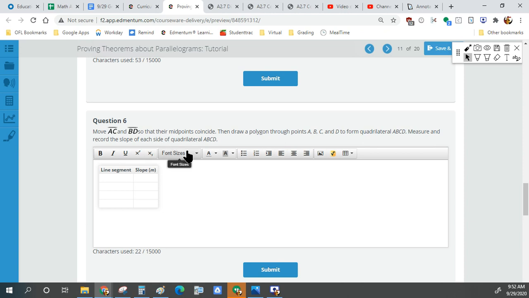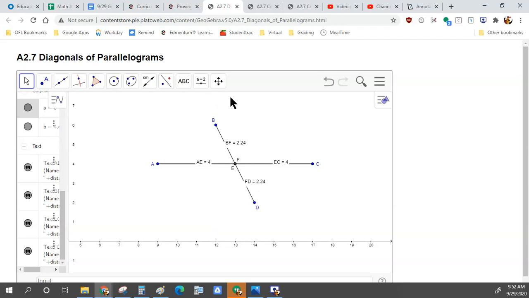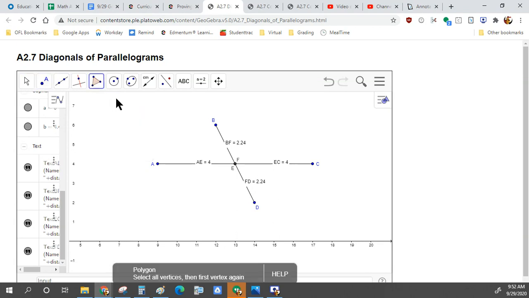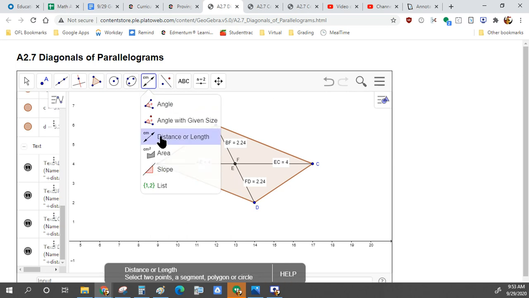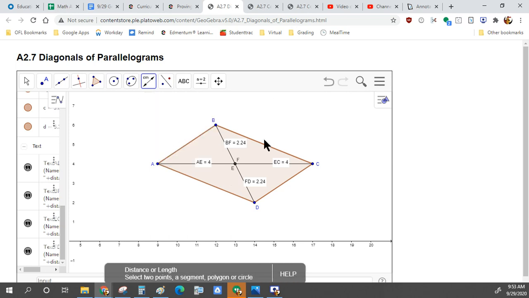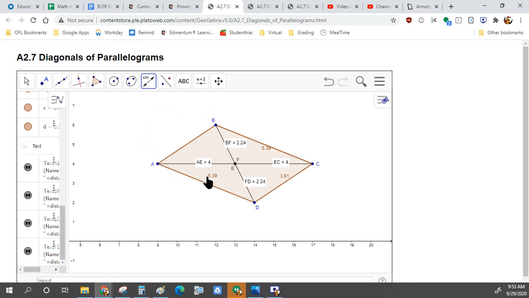Measure and record the slope of the quadrilateral. So first it wants me to draw the quadrilateral. So what I'm going to do is use this polygon tool and click on all the sides: A, B, C, D, A. There we go. And now it wants me to measure the sides. Sorry, I know I'm running low on time. Do this, do this, do this. And we notice that they're all equal. So I'm going to skip that for now just to hurry it up a little bit.